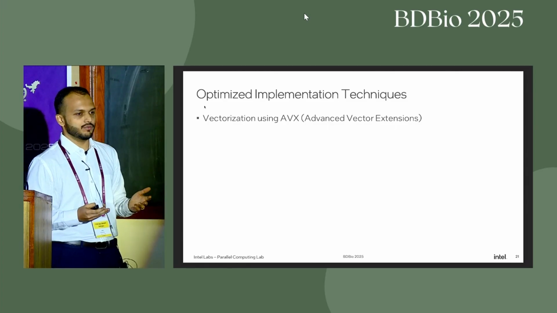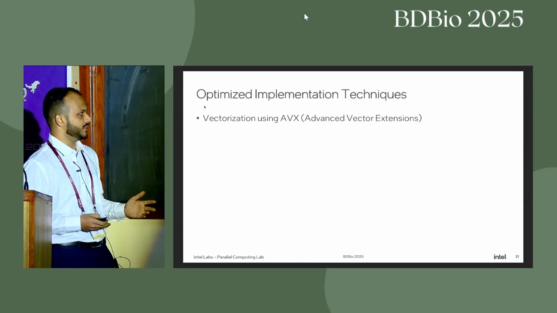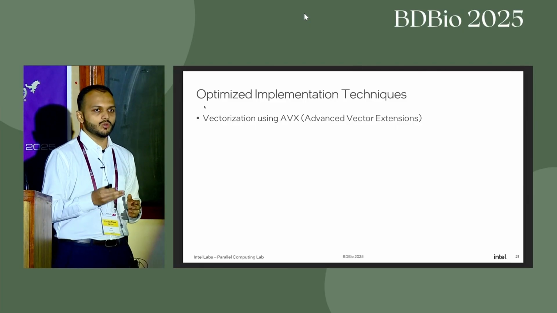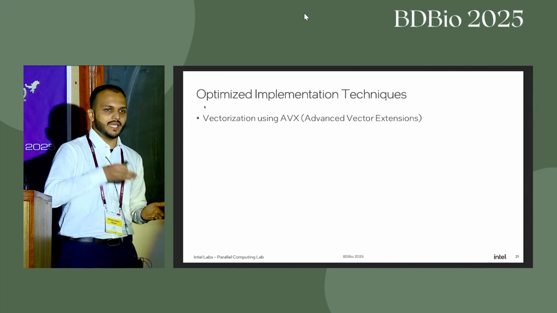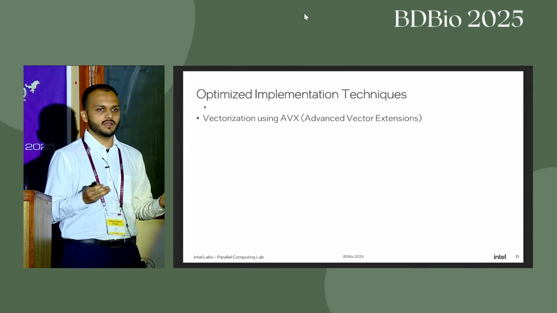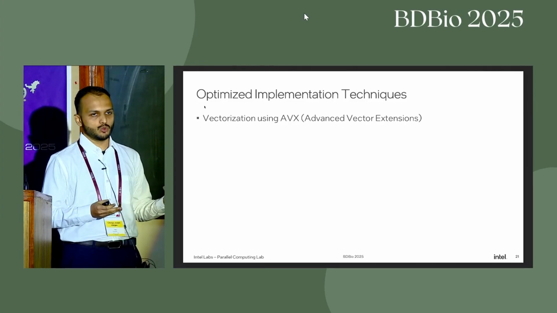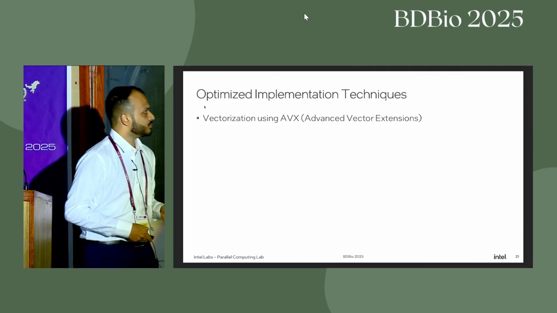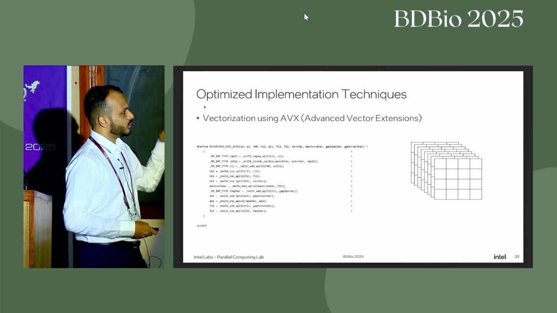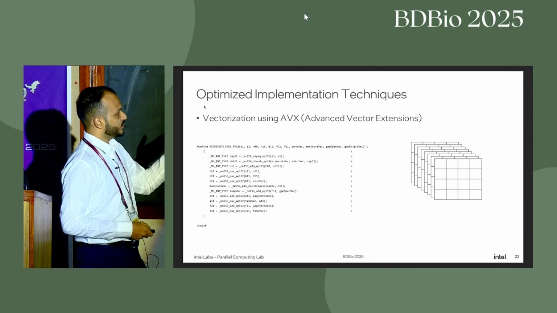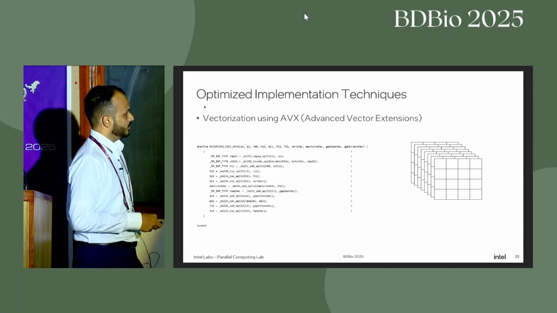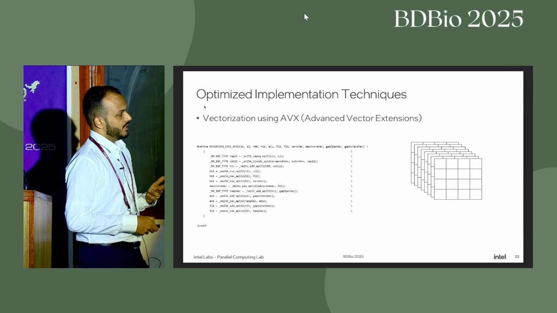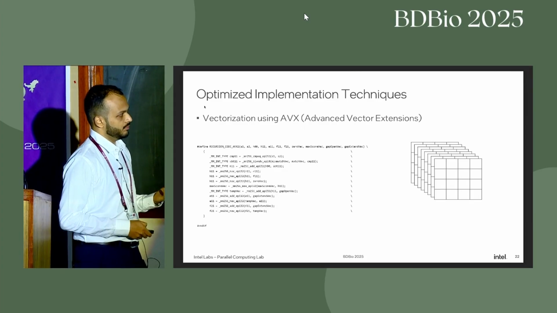AVX is a feature in modern CPUs, especially from the last decade, which provides special instructions that you can use to perform operations on multiple data simultaneously. In general, if you want to do an add operation, it would be adding just two numbers. With the AVX add instruction, you can add eight numbers at the same time. So when you want to use AVX to optimize your code, you would write your recursion function using AVX instructions. This is how the code would look. But now, instead of doing one DP table at a time, internally you will be able to compute multiple DP tables at the same time.